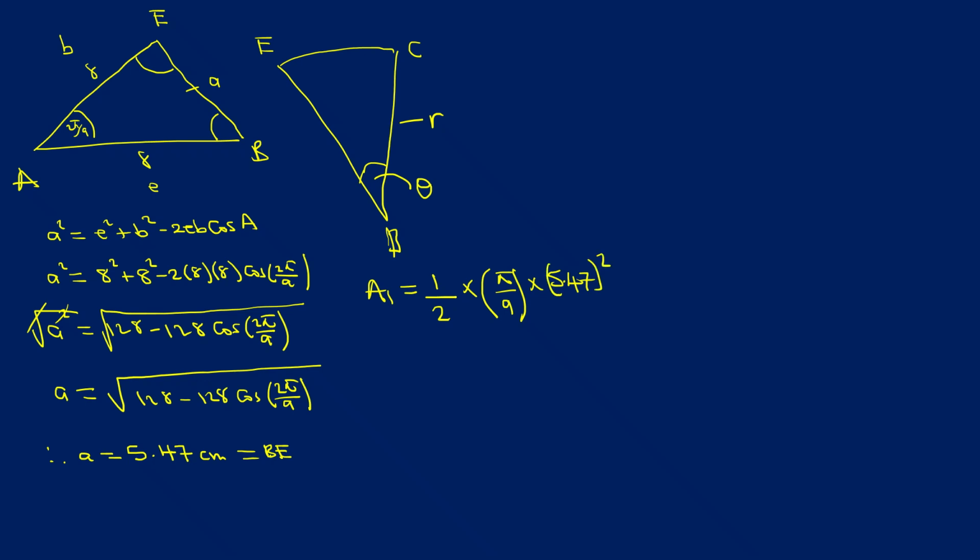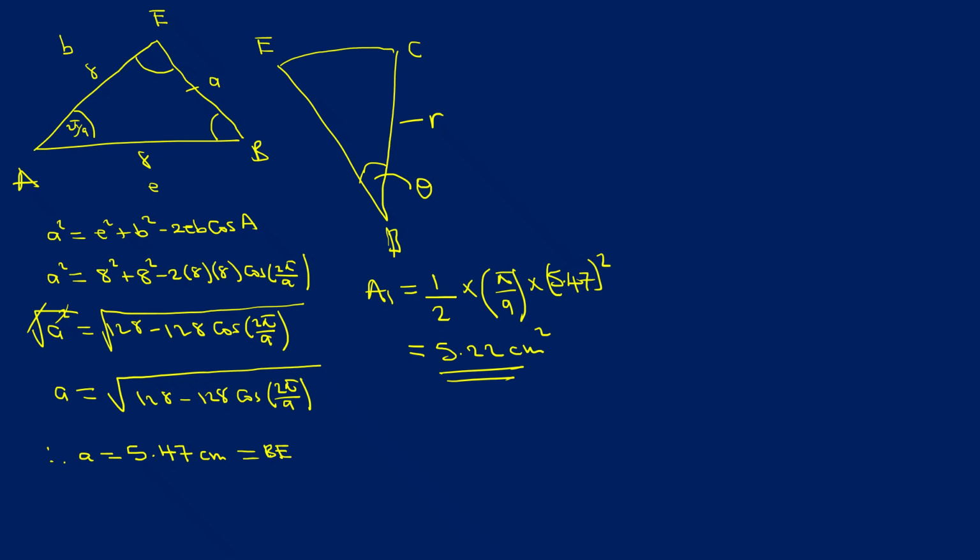This is supposed to be squared. That is according to the formula for the area that we had indicated. What is this going to give us? When you key in these values in the calculator, you're going to get A1 equal to 1 over 2, which is the same as 0.5, times pi divided by 9 in brackets, times 5.7 squared, and you're going to get 5.22 square centimeters. Remember, this is the area of the sector BCE.